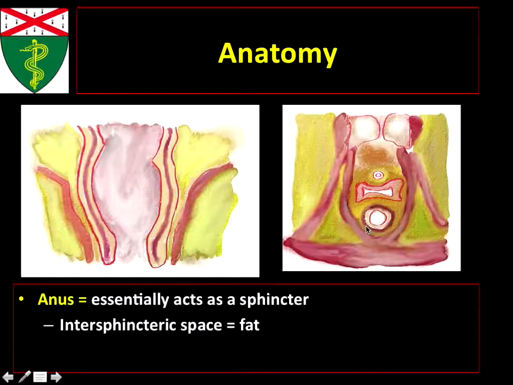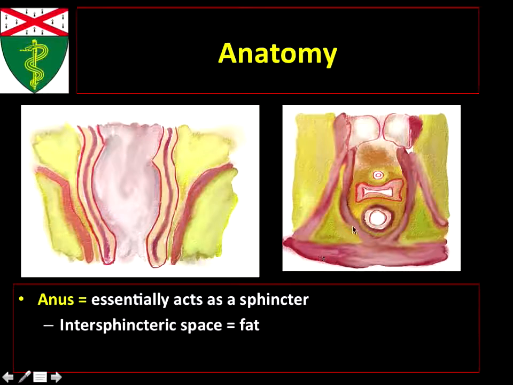So we have an internal sphincter, we have an external sphincter, and we have a space in between, aptly named the intersphincteric space. That's going to be this stuff over here in yellow. For practical purposes, all it contains is fat, maybe a few vessels, maybe a few tiny nodes here and there, but really just fat. And that's an important space to know about.